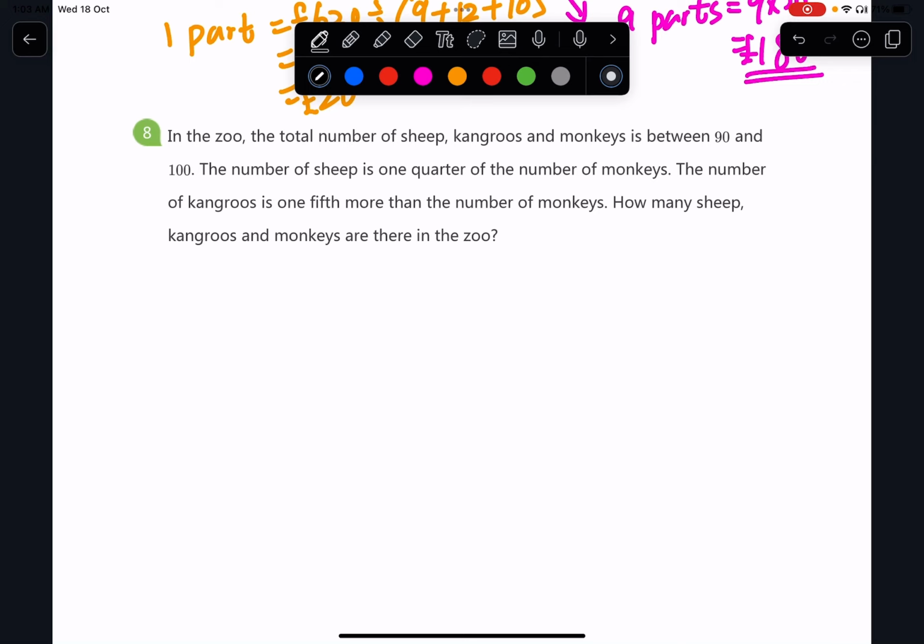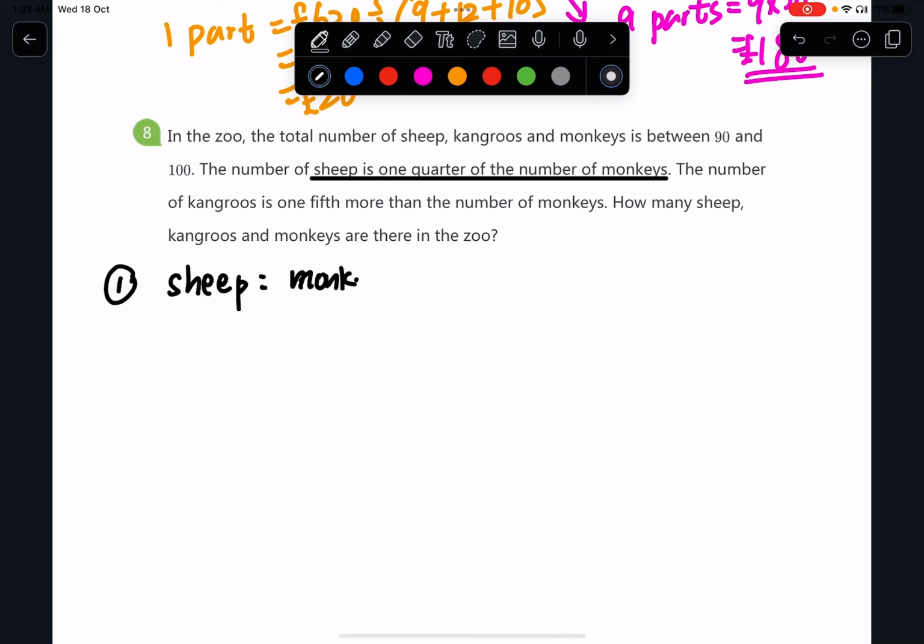So now we have the first ratio right here. The number of sheep is 1/4 of the number of monkeys, which means there are more monkeys, right? Because sheep is 1/4 of monkeys, which means when there are 4 monkeys, there will be 1 sheep. So sheep to monkey, the ratio is 1:4. When there is 1 sheep, there must be 4 monkeys because 1/4 of monkeys, right? So this is the first ratio.